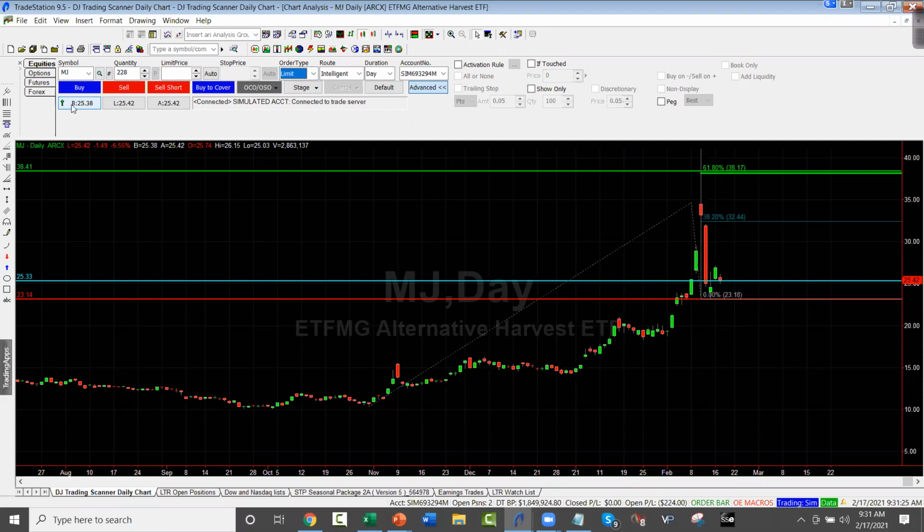Right, the bid is 25.38. The ask is 25.42, and the market is like an auction. Right now, the buyers are saying, I'm willing to pay 25.38. And the sellers are saying, I'm willing to sell at 25.42. And there is a 4-cent difference. It's called the bid-ask spread. Right? And the last trade was at the bid price, 25.38.